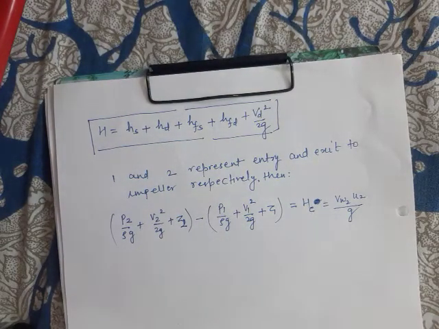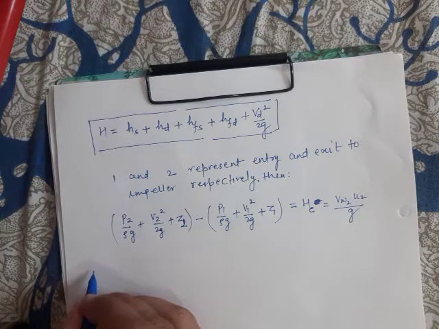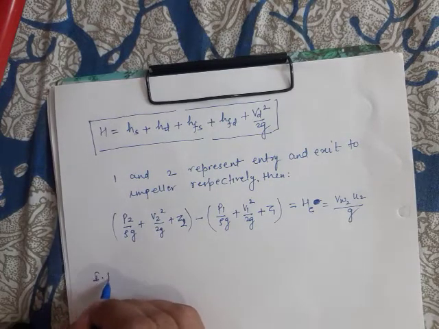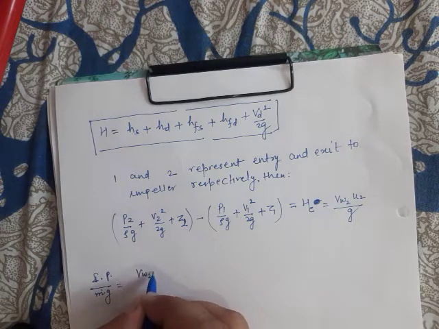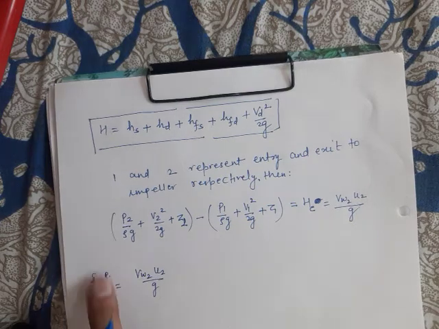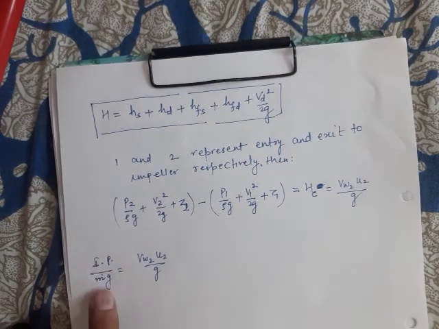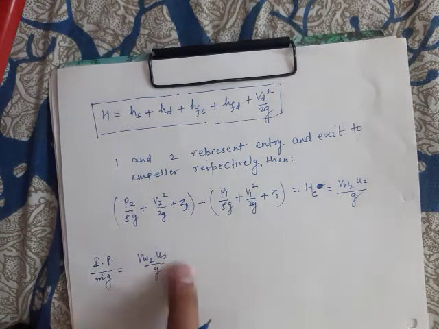Now please note one important point, that the impeller power per unit weight of water striking per second is given by Vw2 U2 by g. This is the power available at the impeller, or you can say impeller power per unit weight of water striking per second is given by this formula.